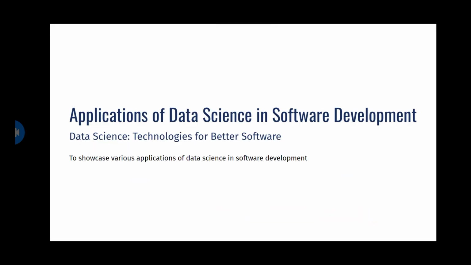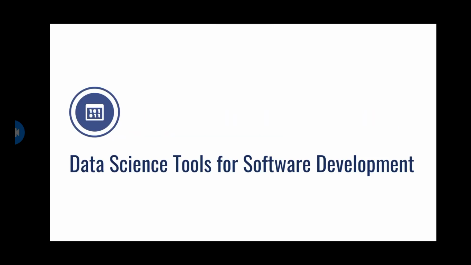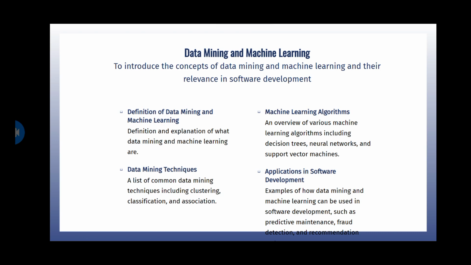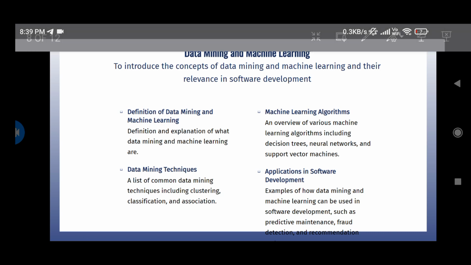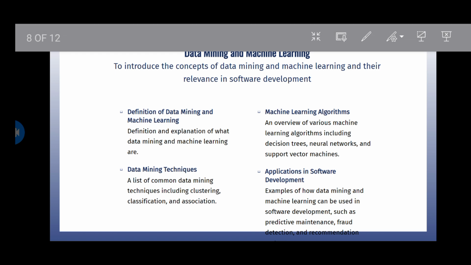Next, coming to applications of data science in software development. For better software, we discussed major tools like data mining and machine learning, and how these technologies are used in data science. We saw the definition of data mining and machine learning, what data mining techniques are, and how data mining is used. And next we saw machine learning algorithms, an overview of various machine learning algorithms, including neural networks and how they are implemented. And next, applications in software development, with examples of how data mining and machine learning can be used in software development, such as predictive maintenance, fraud detection, and recommendation.